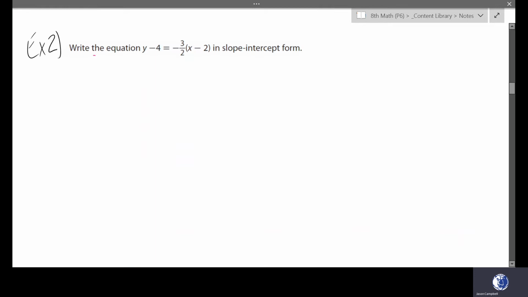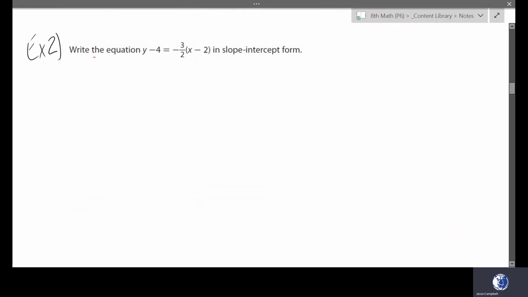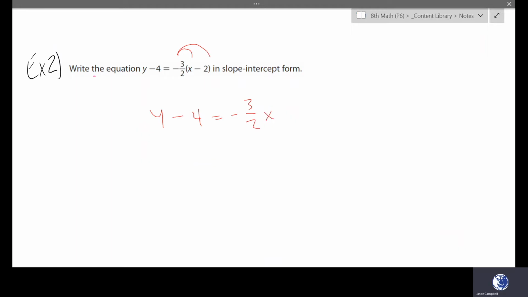Example 2 says write the equation y subtract 4 is equal to -3/2 x subtract 2 in slope-intercept form. So this is the same equation we got in example 1. Now it just wants us to write it in slope-intercept form. The first thing I'm going to do is distribute the -3/2. Y subtract 4 is equal to -3/2 x.